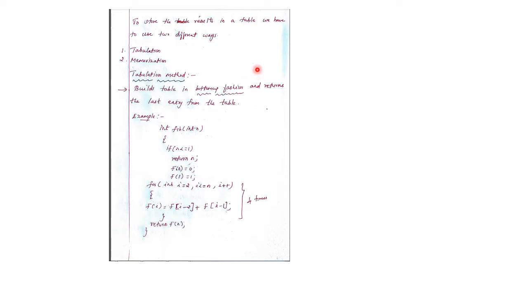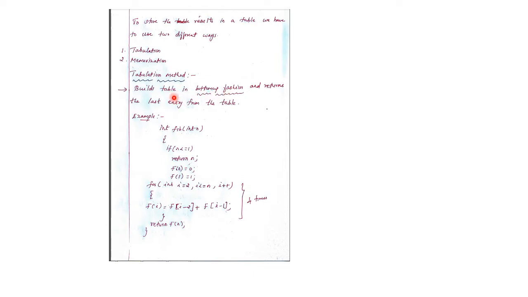In the last video, we have seen about the properties of dynamic programming, that is the optimal substructure and the overlapping subproblems. To store the results in a table, we have to use two different ways. The first way is the tabulation method and the next one is the memoization method. Now we can see in detail about the tabulation method.